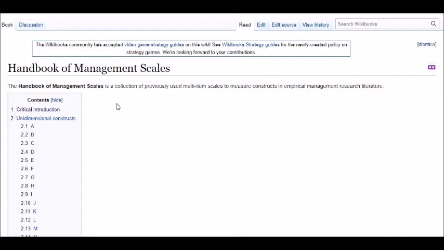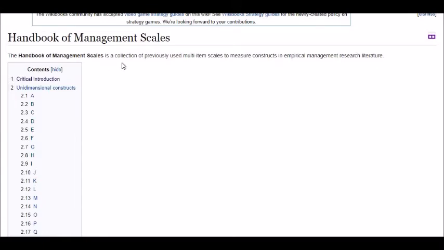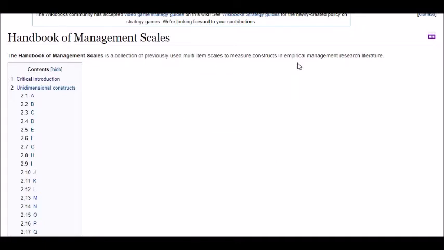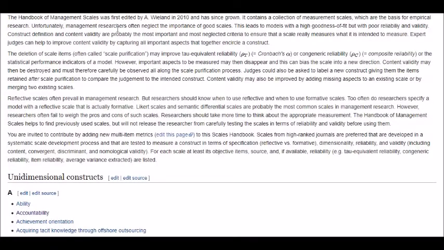As simple as that. At that time, I really wanted to proceed further and check if there is a particular handbook available for management scales. Now here we are, and thanks to Wikibooks, it is available for each one of us, and you can use it for yourself. The Handbook of Management Scales is a collection of previously used multi-item scales to measure constructs in empirical management research literature.